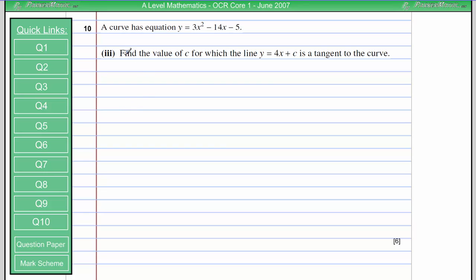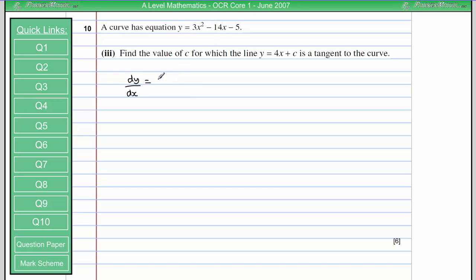In question 10 part 3 we've got the same curve as before, and we are looking to find the value of c for which the line y equals 4x plus c is a tangent to the curve. Well, a tangent occurs when this line has the same gradient as this curve and it passes through a single point on the line. So the first thing we're going to do is find the gradient of this curve, and to do that we differentiate it. So we're going to find dy dx.